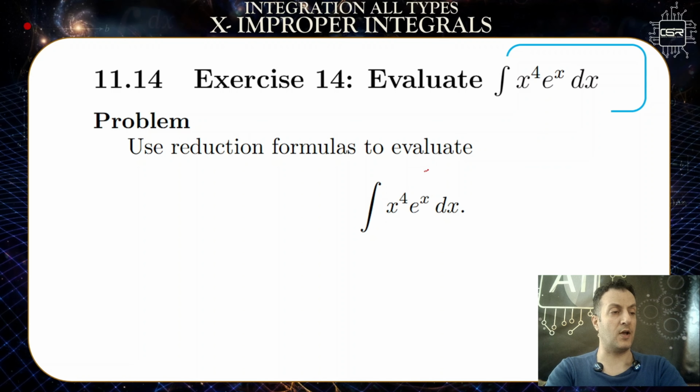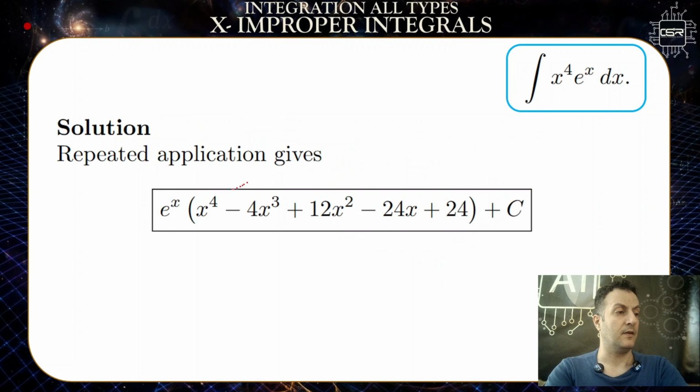Using reduction formulas to evaluate the integral of x^4 e^x, we get e^x times (x^4 minus 4x^3 plus 12x^2 minus 24x plus 24) plus c.